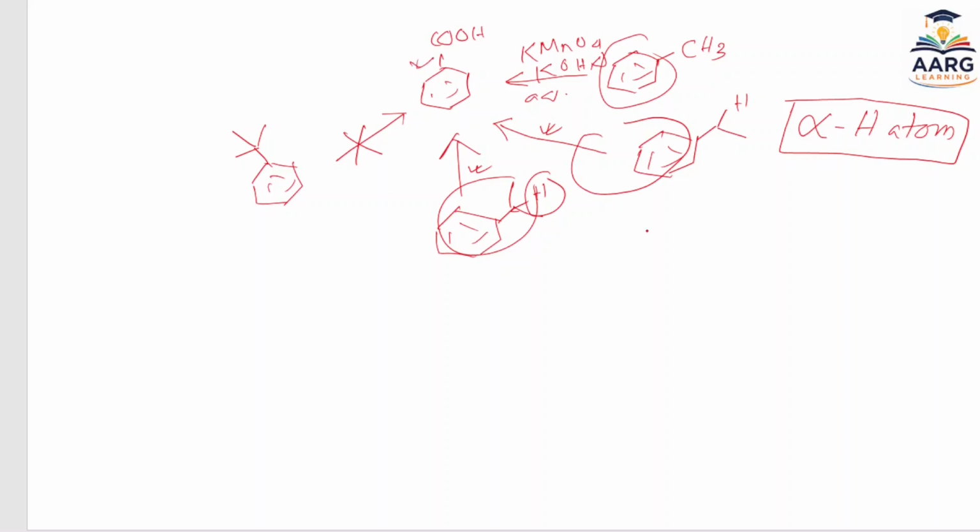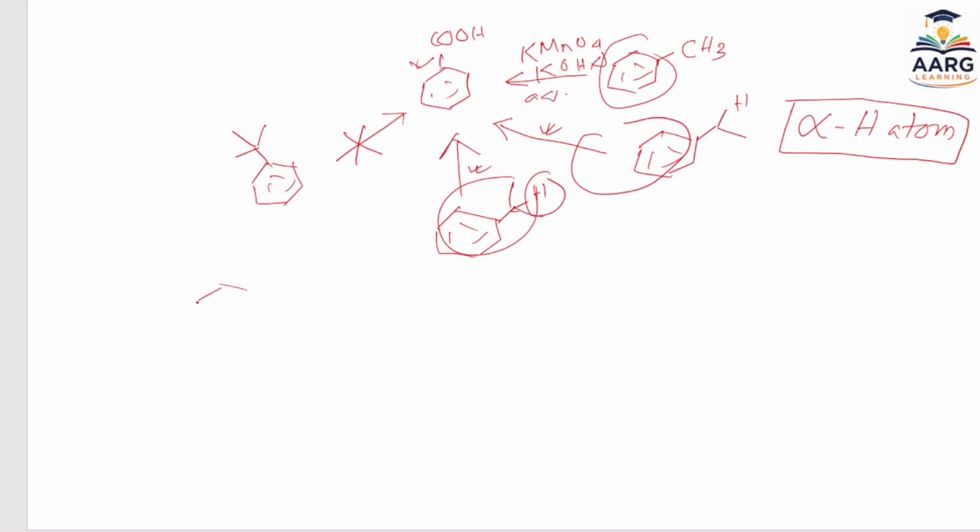If you want to have the mechanism, please let me know. I will discuss it in a separate chapter and I will upload it. Based on your request only, I will do the mechanism of how primary, secondary aromatic alkyl groups undergo oxidation reactions to give the corresponding carboxylic acid. So this is very important.